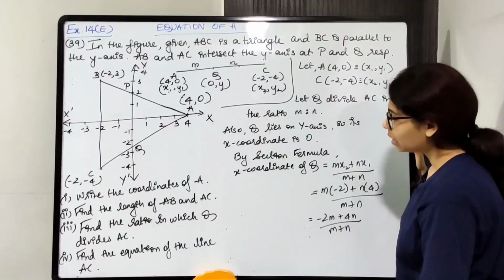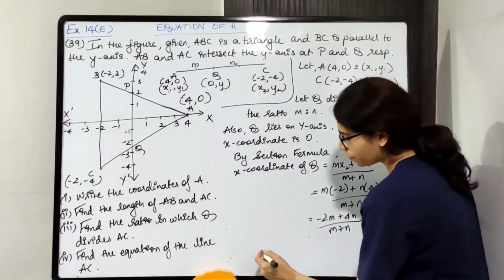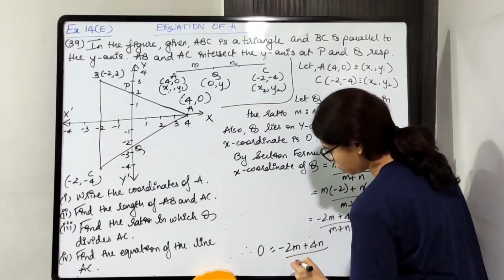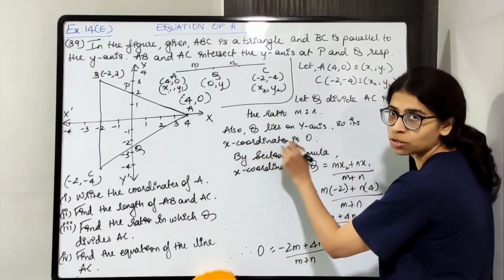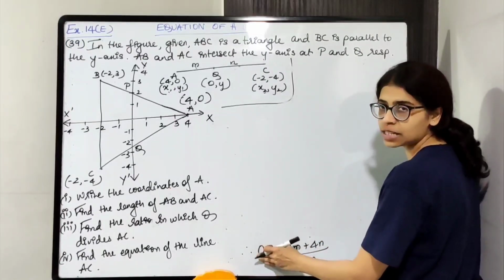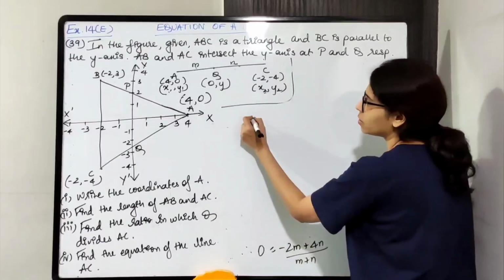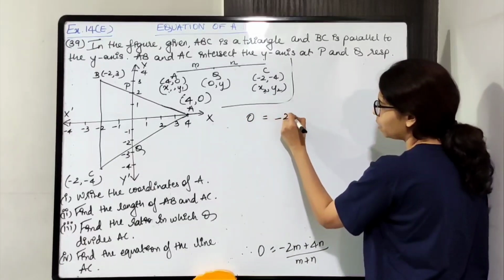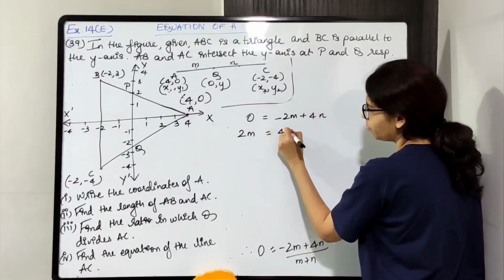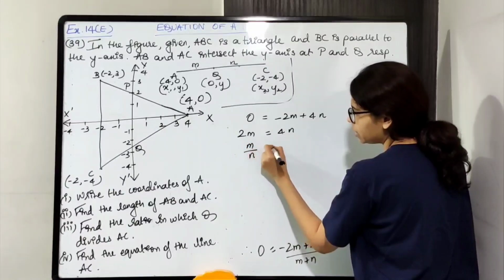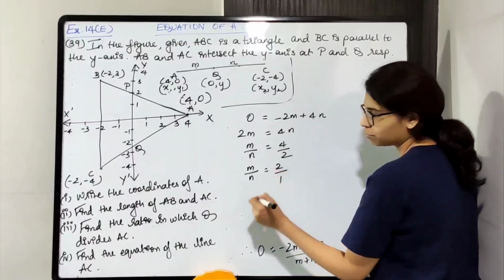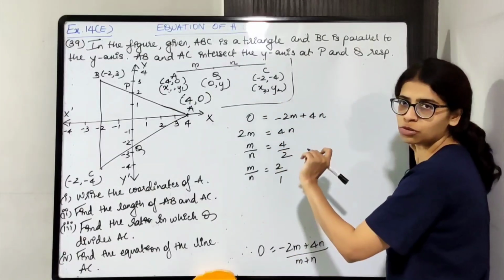Okay, but we know x coordinate of Q is 0. So therefore 0 is equal to -2m plus 4n upon m plus n. We already wrote over here x coordinate of Q is 0, so 0 will be equal to this. Okay. Shifting m plus n on the other side, 0 into m plus n will be 0. So 0 is equal to -2m plus 4n. 2m will shift, so it will be positive. m upon n is equal to 4 upon 2. That is m upon n is equal to 2 upon 1. Okay, so we got the ratio in which Q divides AC.